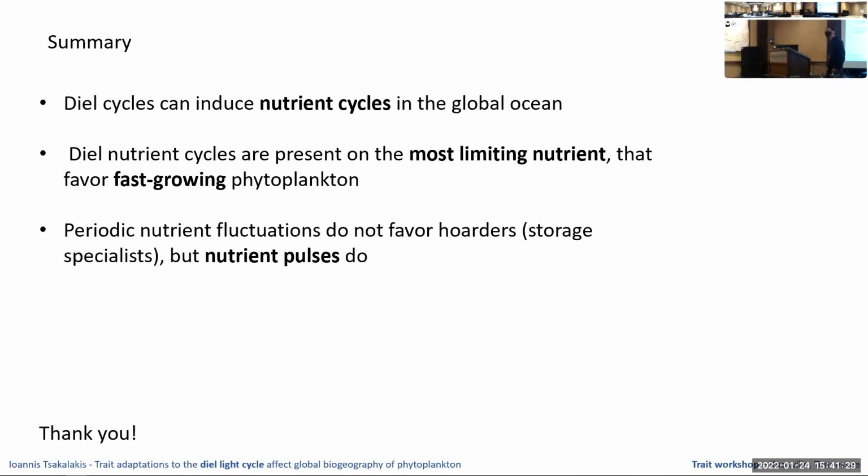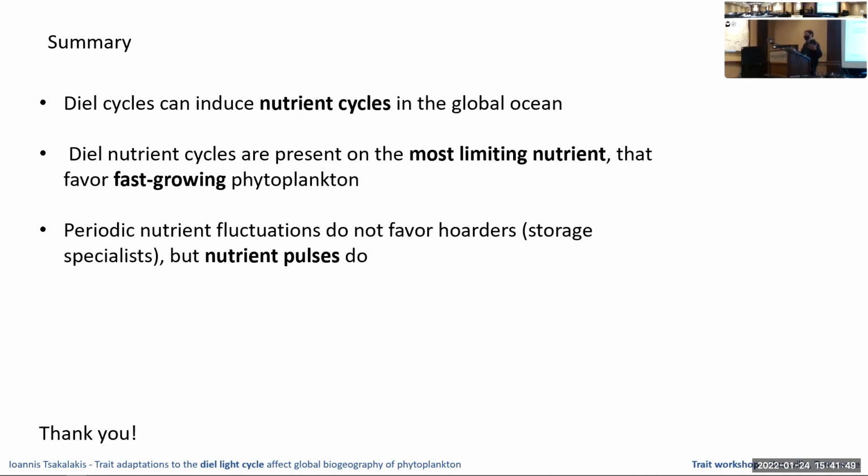You alluded to biogeography, and I apologize if I missed this, but do you have any hypotheses, or do you anticipate that these different strategies would be dominant in different latitudes, for example? Do you have any preconception about where an opportunist versus a gleaner may be selected?